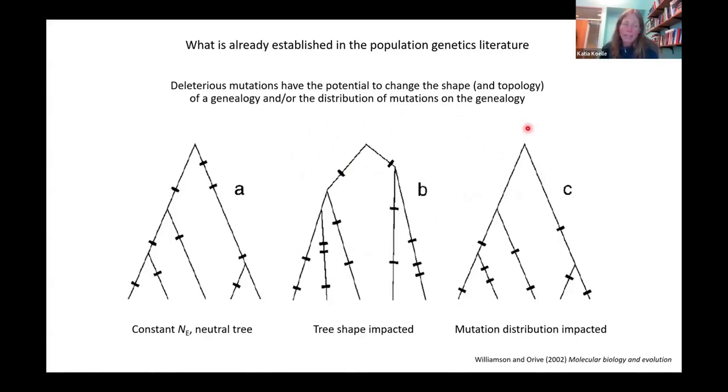What you could also have is something that still looks like a neutral tree, but the mutations are distributed non-randomly. So the number of mutations on a branch is no longer proportional to the branch length. You can see here that in this case, you might actually have more mutations on the external branches than on the internal ones, controlling for length. So these are two separate effects.